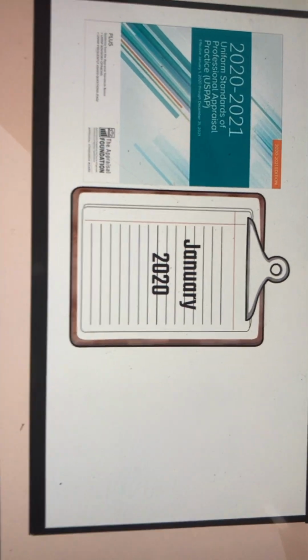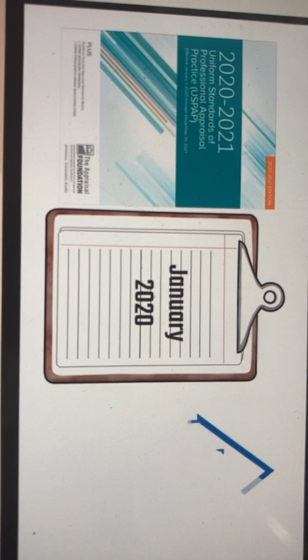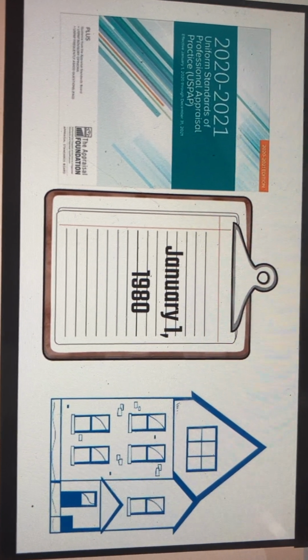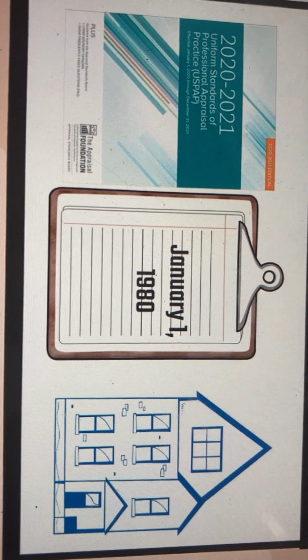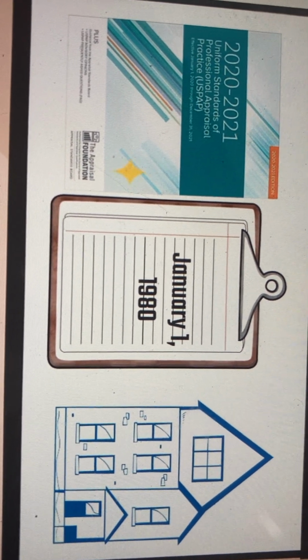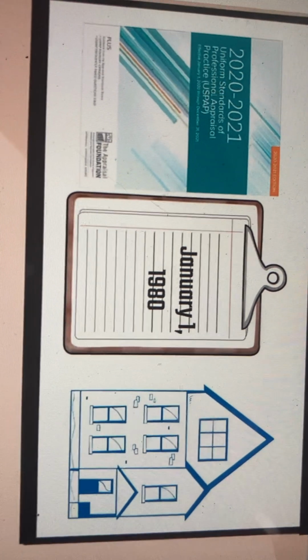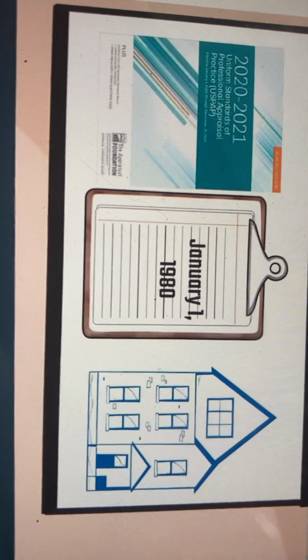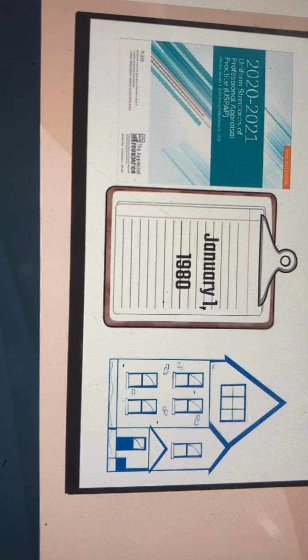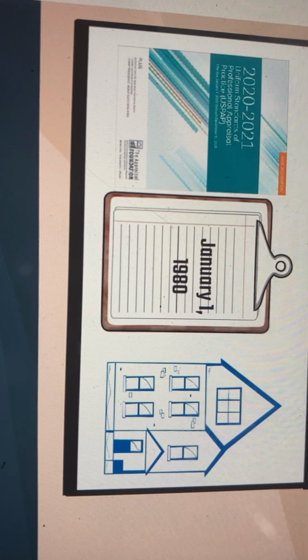For example, if you were to complete a retrospective appraisal on a property with an effective date of January 1st, 1980, you would have to comply with the requirements of the current edition of USPAP. For USPAP compliance purposes, the effective date does not matter, which is a good thing because USPAP did not exist in 1980.